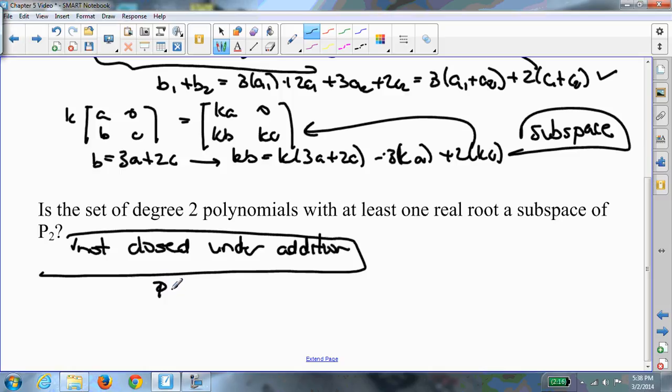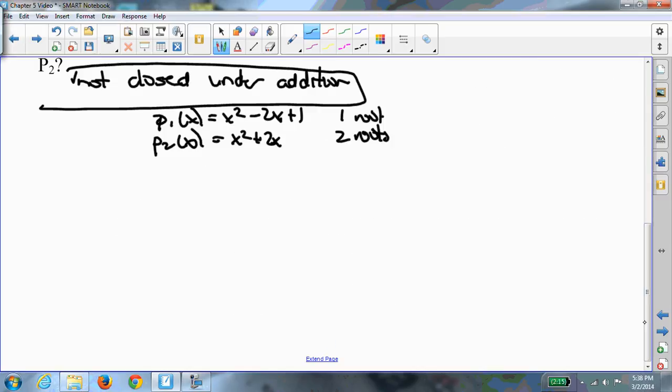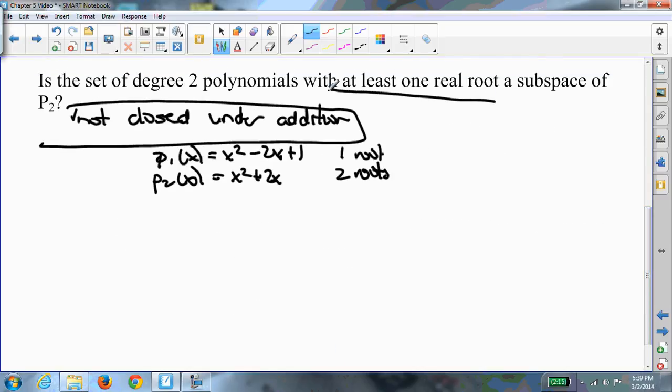So for example, if I make p1(x) equal to x squared minus 2x plus 1, and p2(x) equal to x squared plus 2x, this first one has one root, the second polynomial has two roots, and therefore each satisfies the condition of having at least one real root. But if I were to add them, p1 plus p2 would equal 2x squared plus 1, and this has no real roots. So, not closed under scalar multiplication. Or, I'm sorry, not closed under addition.